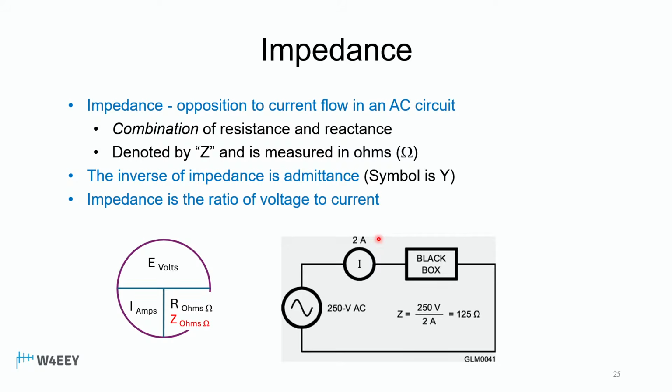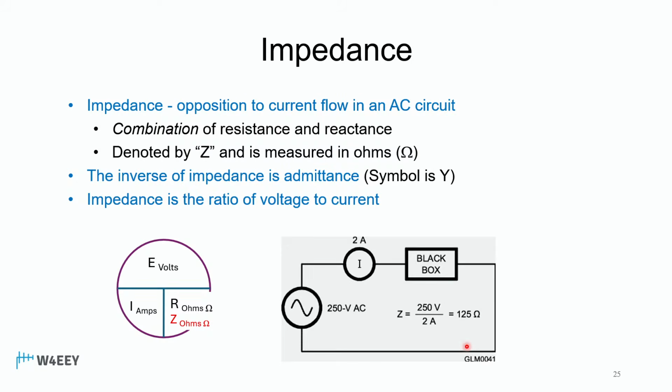Here's a black box, just illustrating some values. We know that we've got a current flow and a voltage. We don't know what's in the black box, but given the values that we have here, we can see that the impedance happens to be 125 ohms. So they won't ask you to calculate one like this. This is just an illustration.